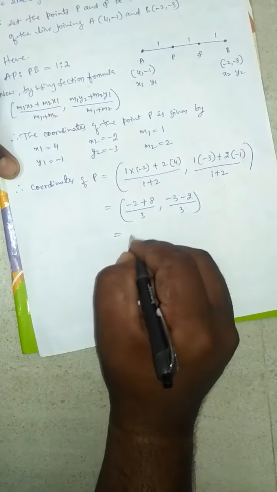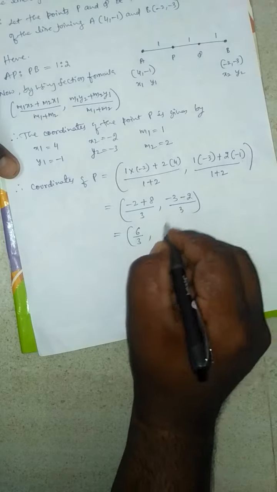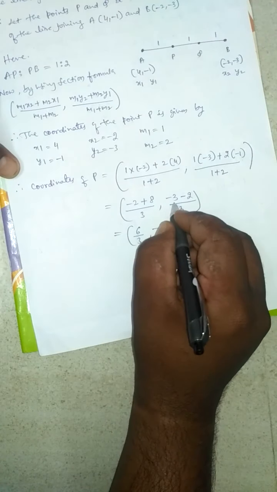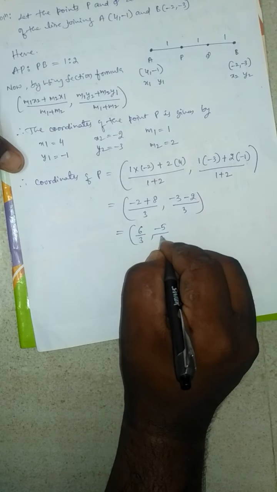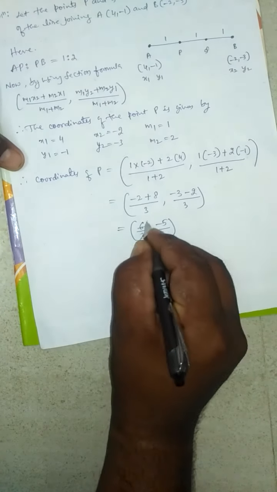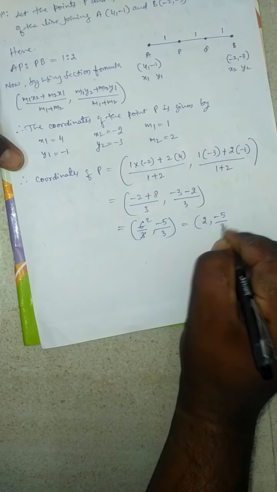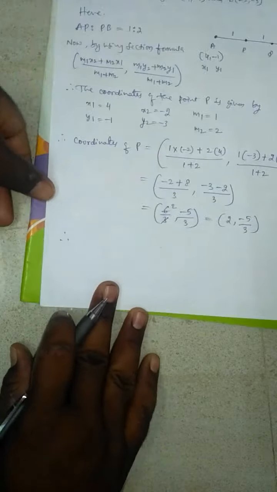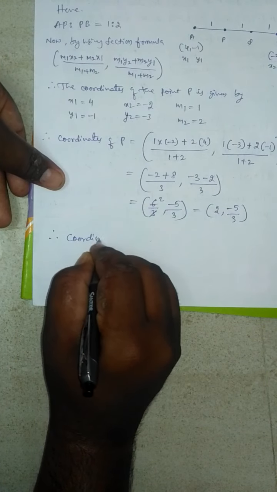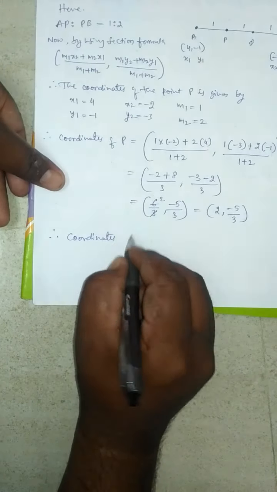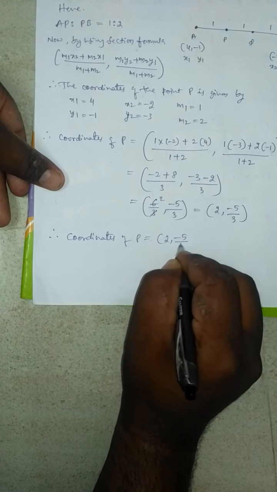So this is equal to minus 2 plus 8 that is 6 by 3. Here minus 3 minus 2 is minus 5 divided by 3. So 3 ones are 3, 3 twos are 6. So it will become 2 comma minus 5 by 3. Therefore the coordinates of P are equal to 2 comma minus 5 by 3.